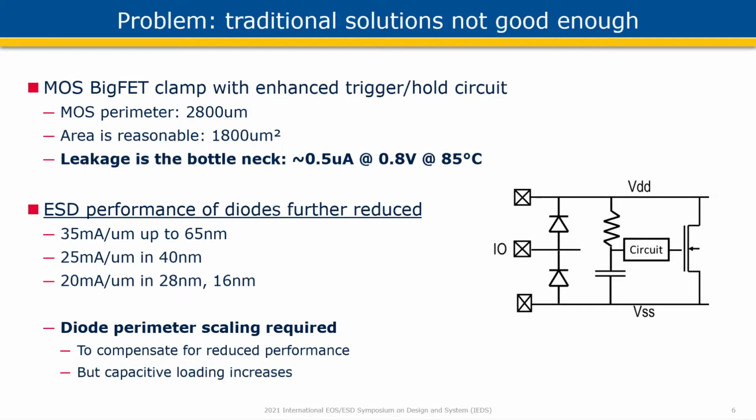For 65 nanometer technology and above, we have diodes with current shunting ability of about 35 milliamperes per micron. However, if we go down to 28 nanometer or 16 nanometer technology, then we only have 20 milliamperes per micron current shunting ability. Consequently, diode parameter scaling is required to compensate for reduced performance. However, this leads to an increase in the capacitive loading.